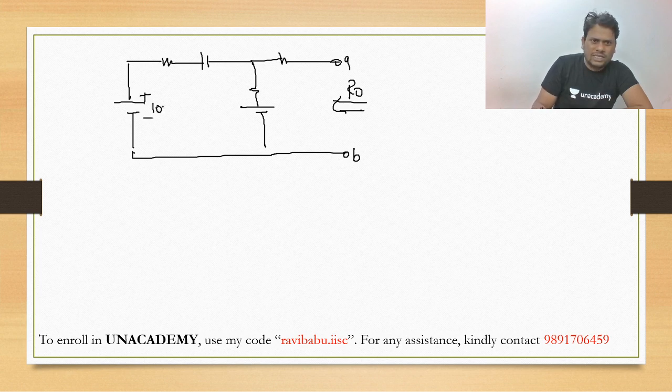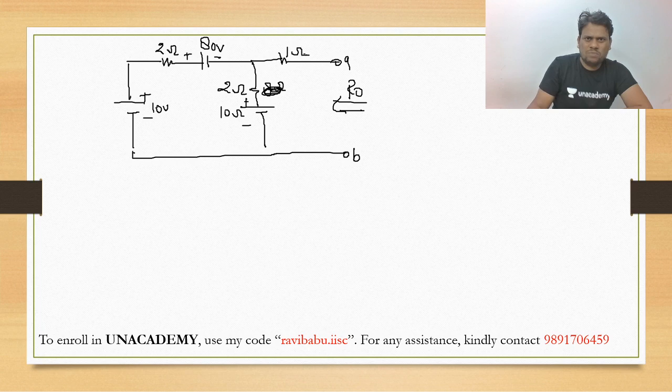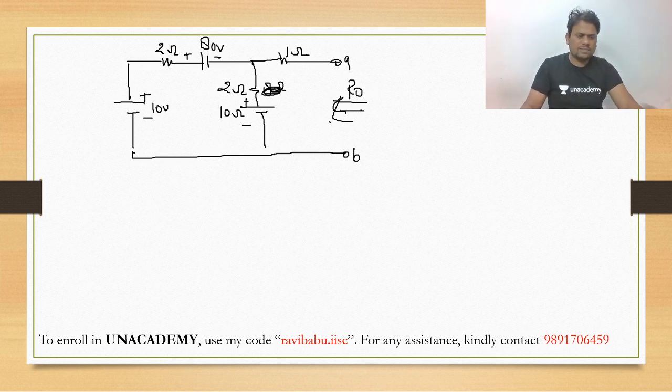Here I write it is 10 volt. This is a 2 ohm. It is 80 volt. It is 8 ohm, or not 8 ohm, I'm writing it is 2 ohm. And this one, let us assume, 10 ohm. And it is 1 ohm. So tell me the value of R naught. Everyone, tell me the value of R naught.